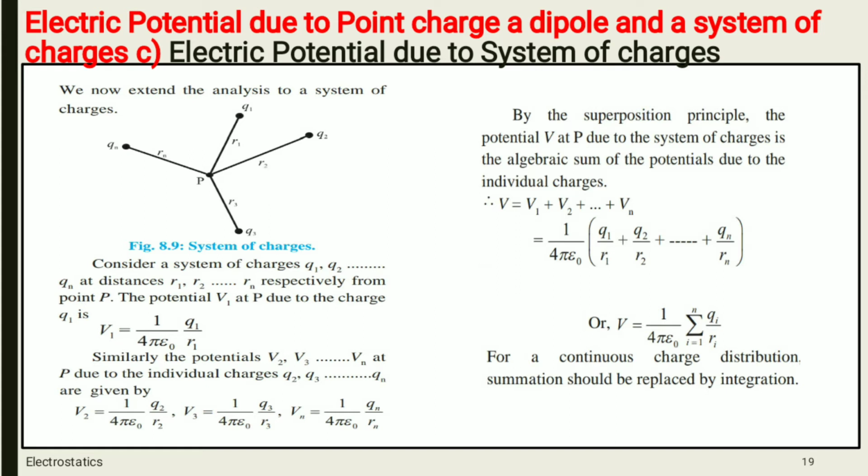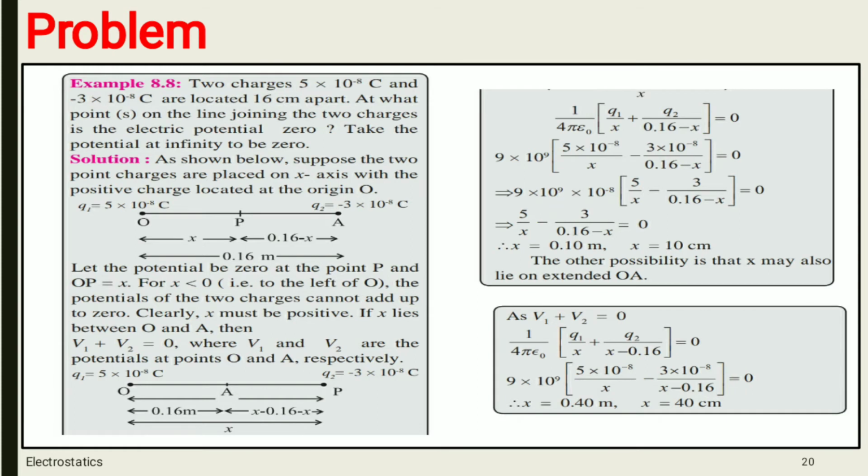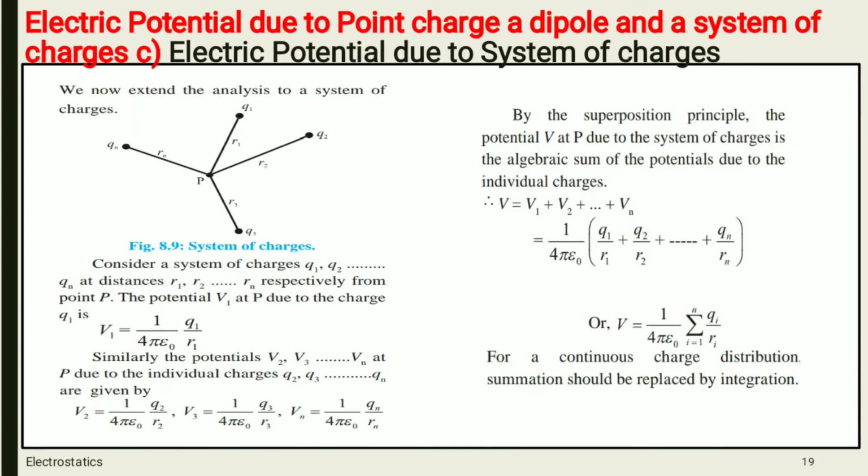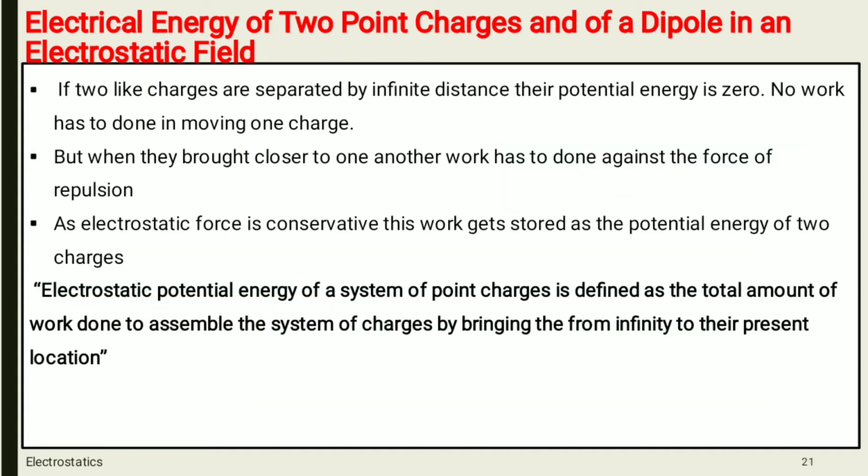Okay, now in your syllabus there is 1.8.5 which is equipotential surfaces, which is dropped from your syllabus for the batch 2020-21. So we will start with the next point from your syllabus, which is electrical energy of 2-point charges and of a dipole in an electric field.